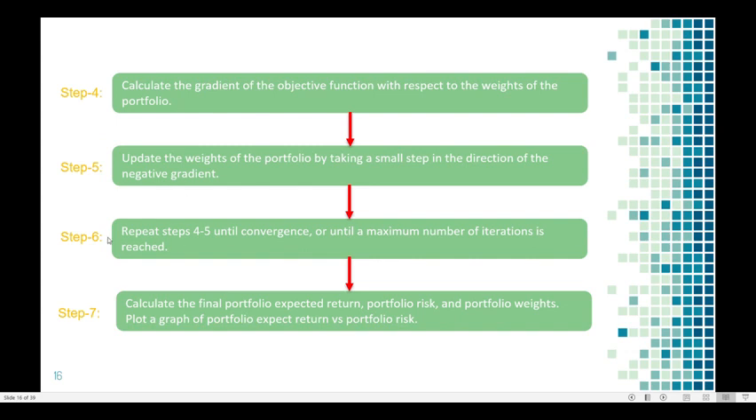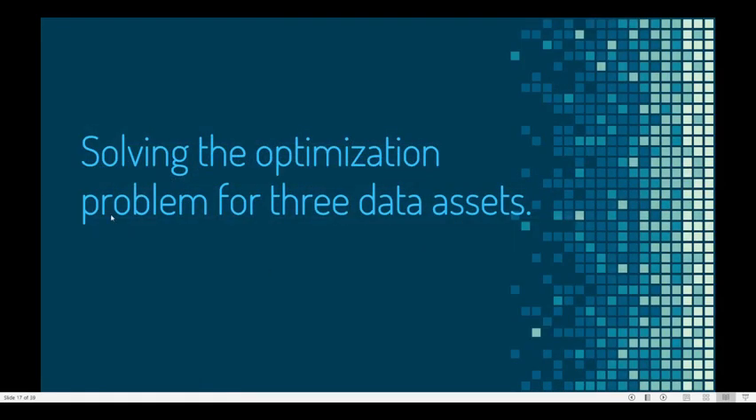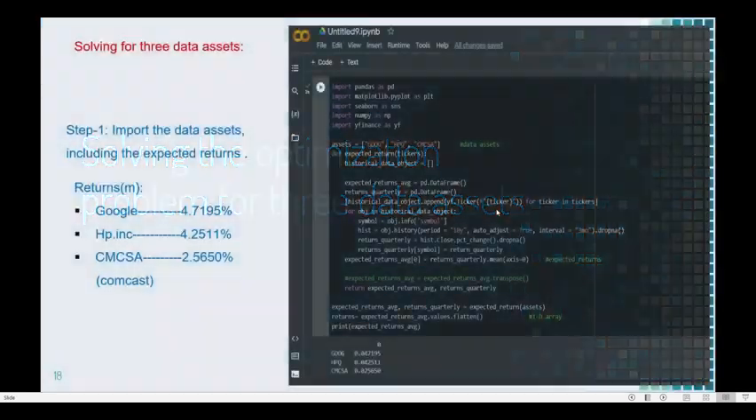We repeat steps 4 and 5 until the maximum number of iterations is reached, and we calculate the optimized portfolio return and optimized risk. We plot the graph of portfolio return versus portfolio risk, which gives the efficient frontier, which we will discuss in upcoming slides. Here we solve the optimization for three assets.